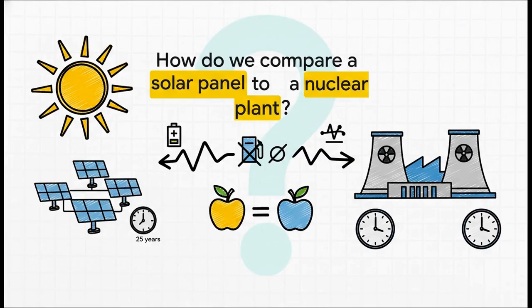How on earth do you compare a solar farm that might last 25 years to a nuclear plant that could run for 80? One only works when the sun is out, the other runs 24/7. They have completely different price tags for fuel and construction. It's a classic apples and oranges problem, and to solve it, we need a very special tool.